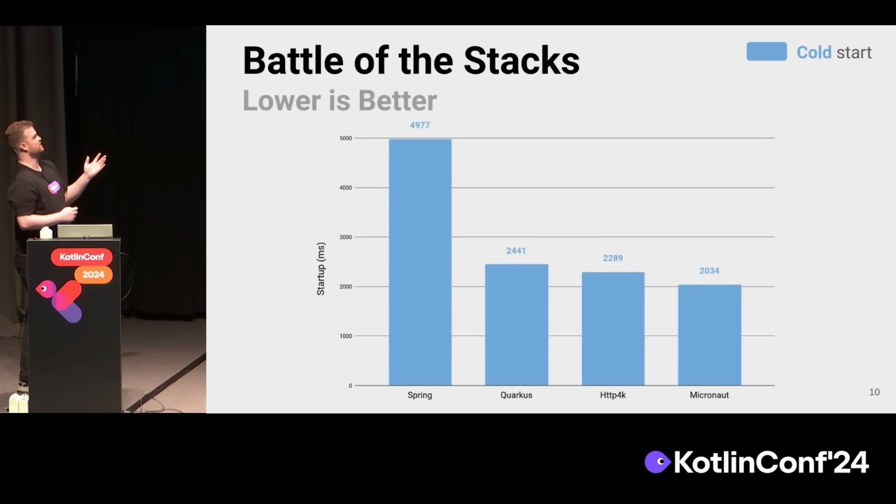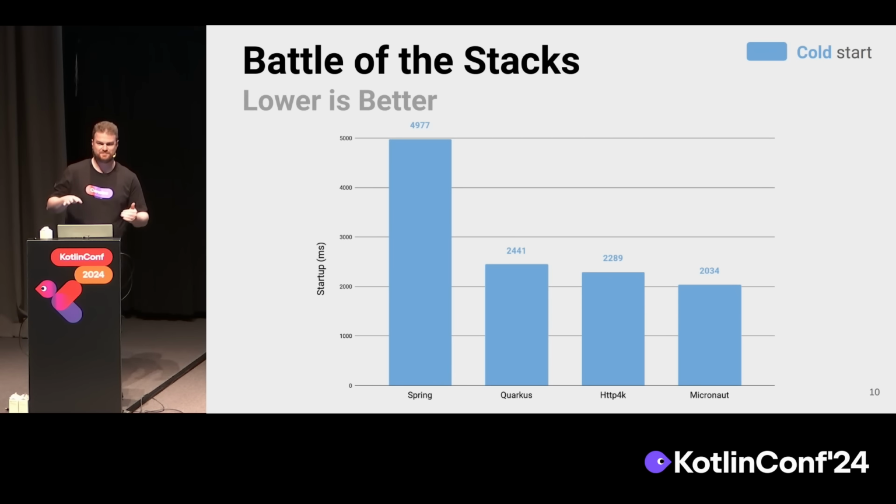Now, we might look at the rest of our results and say, oh, okay, Micronaut, that's the winner here. But it's not that simple because it's going to depend on what you're doing with it and how the space weather is feeling at that day. And so we can say that Quarkus, HTTP4K, and Micronaut are comparable. But they're still not good enough. Like if I don't want to wait 5 seconds, I probably don't want to wait 2 or 3 either. So there's no clear winner here.